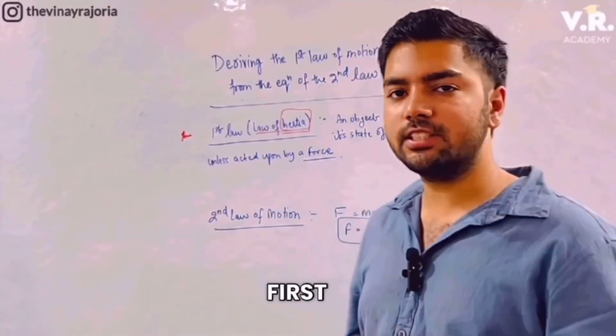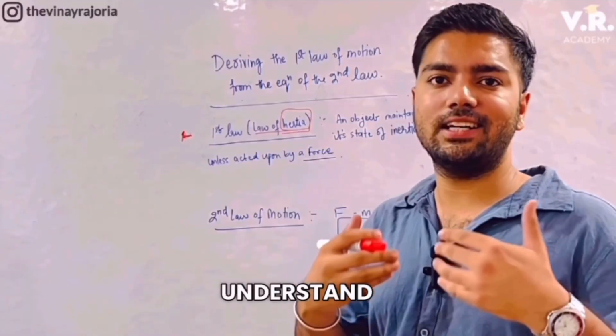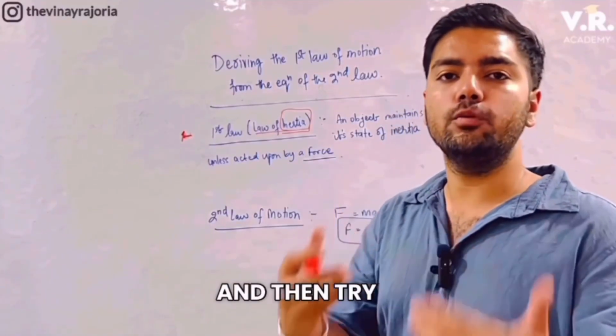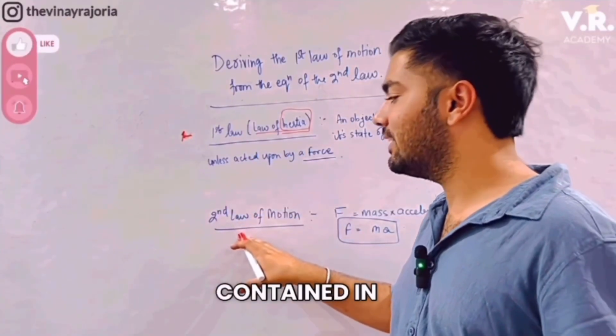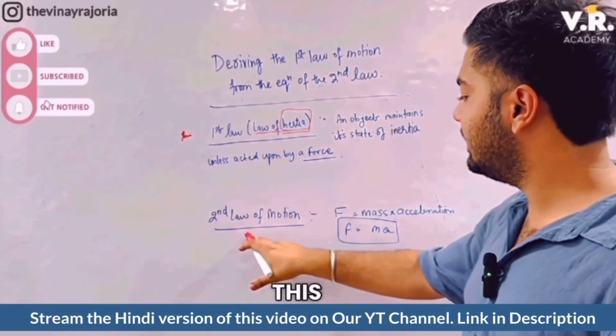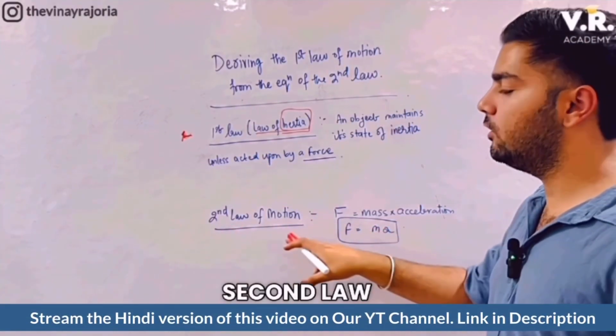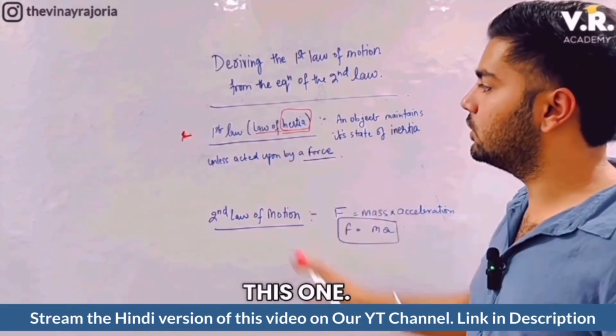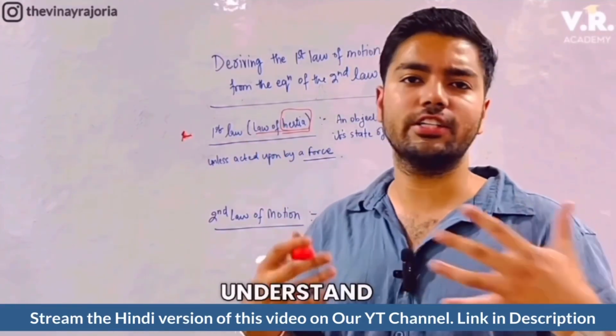So let's begin by first understanding what the two laws are. Let's understand their statements, what they say, and then try to prove that the first law is actually contained in the second law. You don't have to memorize it. This equation F equals ma, which is the second law of motion, inherently contains this one. So first let's get to the first law of motion and understand what it says.